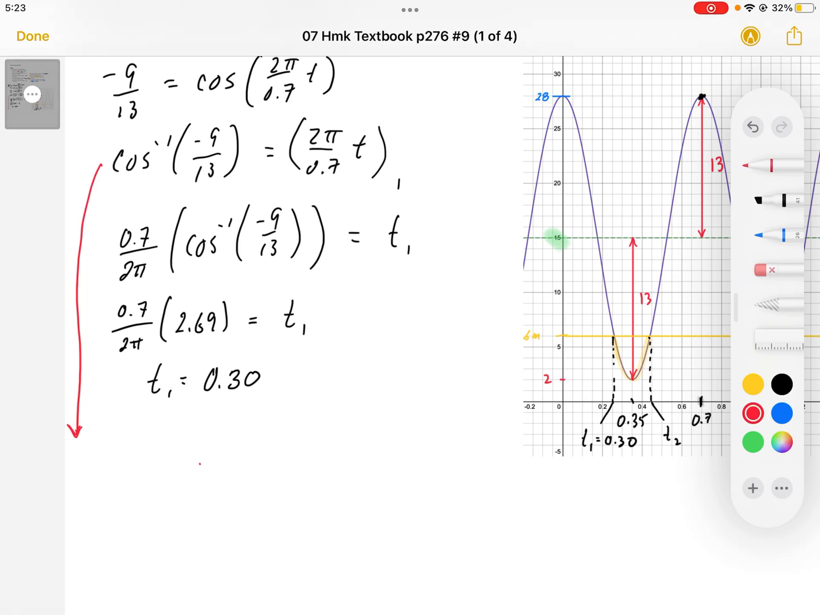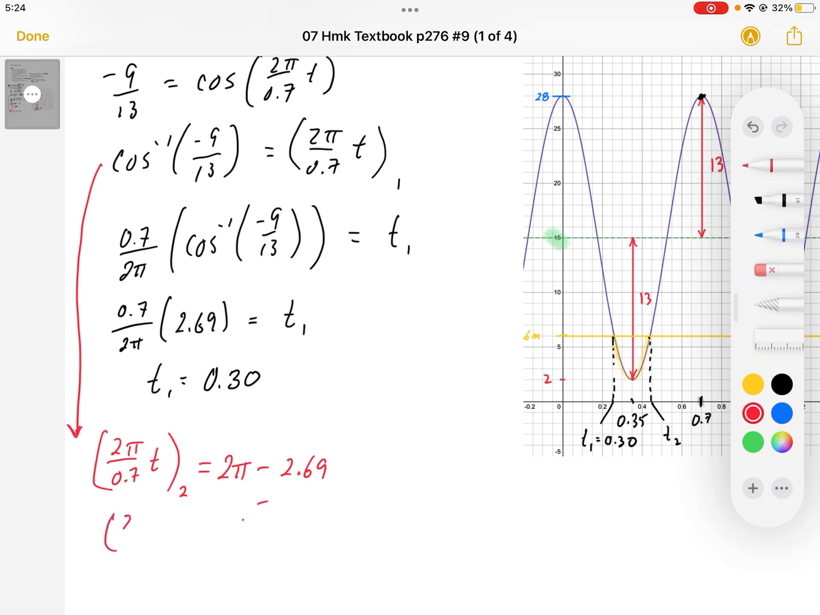So theta 1 was equal to, we wrote it this way, 2 pi over 0.7 t. Theta 1 was equal to 2.69. So theta 2 is going to be 2 pi minus theta 1, which is 2.69. And so we get a value for theta 2 of 2 pi minus theta 1, approximately 3.59. So this is going to be equal to theta 2.